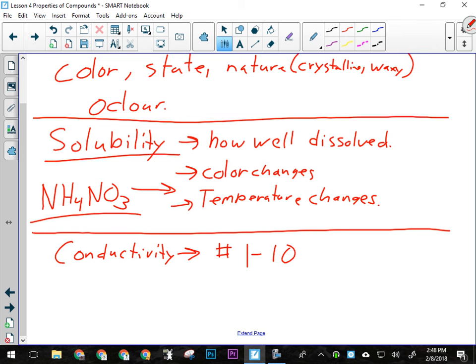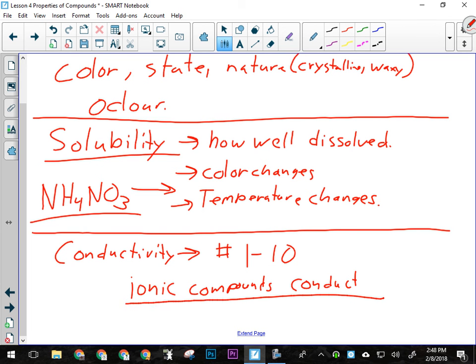Remember that ionic compounds conduct. Molecular compounds do not.